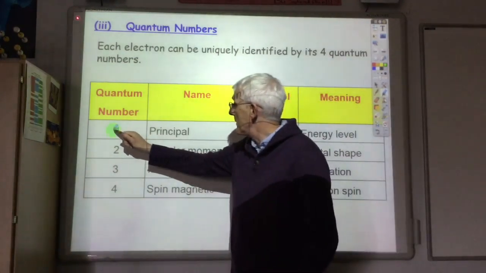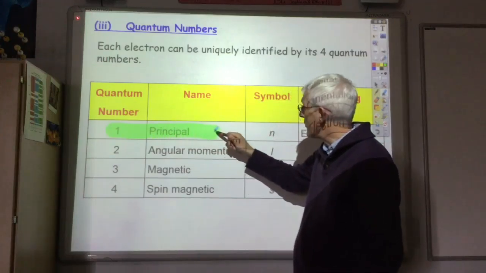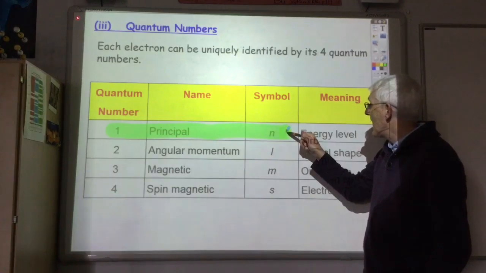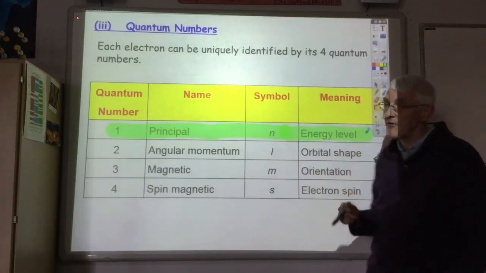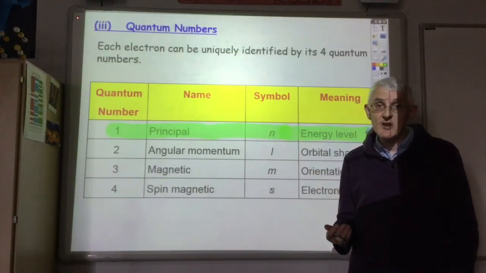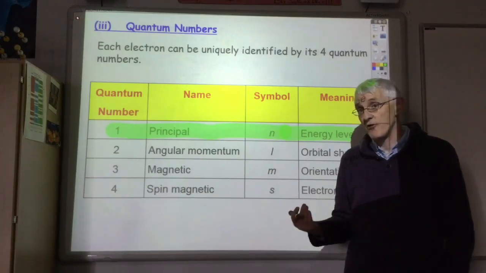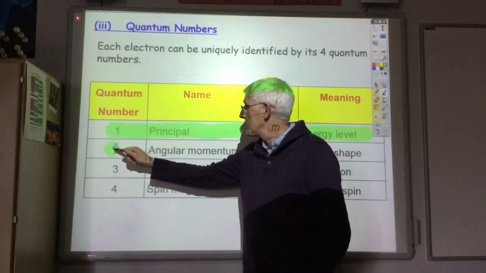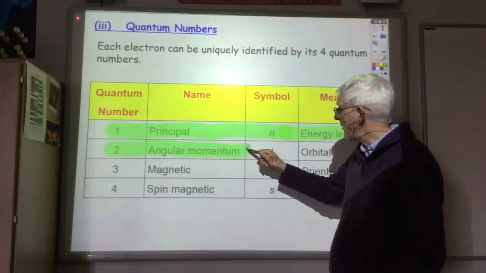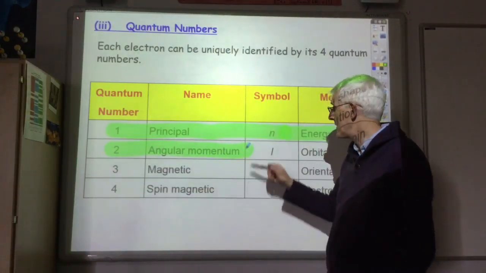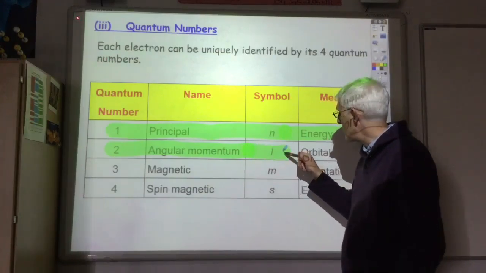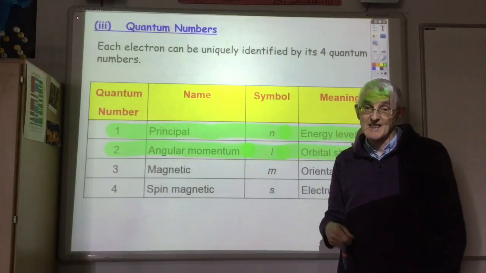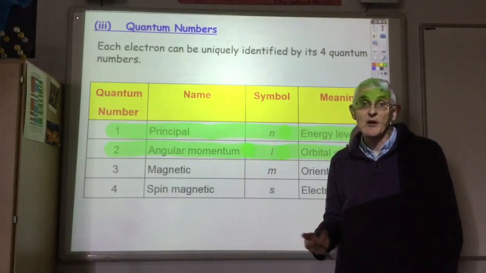The first quantum number, known as the principal quantum number, is given the symbol n, and it tells you the energy level. So is it in the first energy level, the second, third or fourth, etc. The second quantum number has got the rather unhelpful name of the angular momentum quantum number. It's given the symbol l, and it tells you the orbital shape. Is it an s orbital, a p, a d or an f orbital?